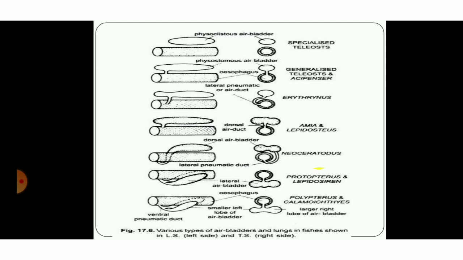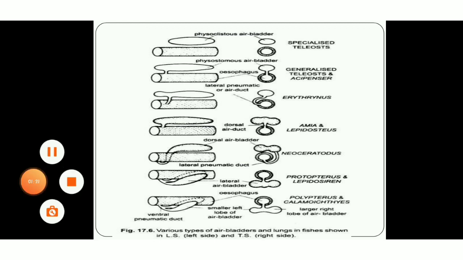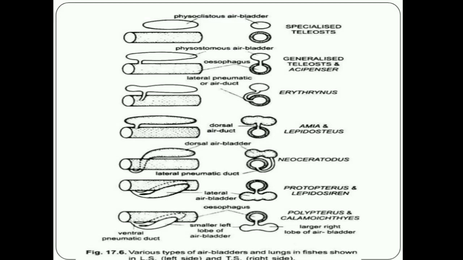Now we are discussing Neoceratodus. It is an Australian lungfish. In this fish, the air bladder occurs on the dorsal side of the esophagus, and the air bladder opens into the esophagus by a pneumatic duct from dorsal to ventral side. These figures indicate various types of air bladder and lung in fishes. Now we are discussing the last figures.